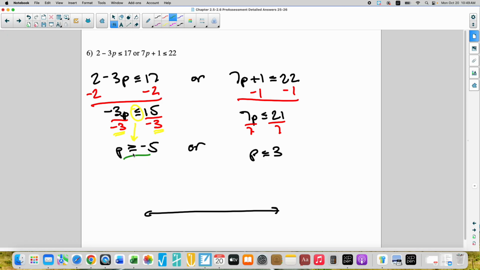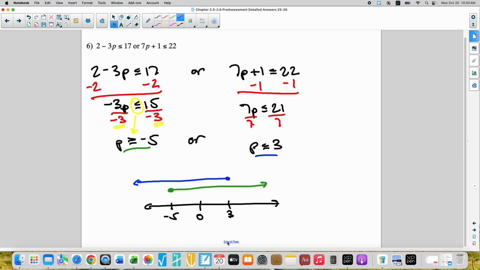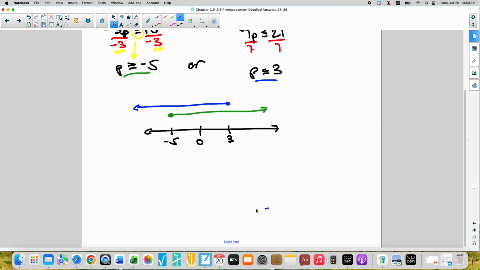Let's do this in green. Let's get those numbers down. -5, 0, and 3. Green is closed, going this way. And this is this, going this way. And remember, or is at least 1, so there's at least 1 here. There's 2 through here. There's at least 1 here. So my answer is going to be all real numbers.